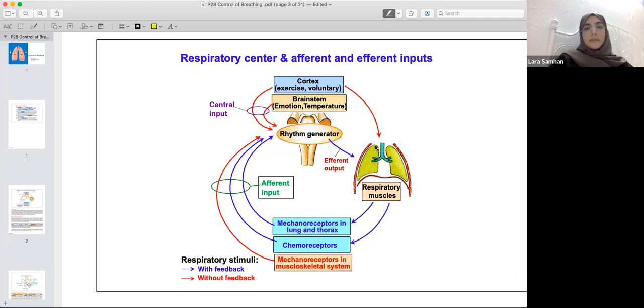We have, for example, the gamma receptor. We're going to talk more about how it is stretched once inspiration happens, and once we have expiration, how it goes back. So we're going to talk more about it in the lecture.